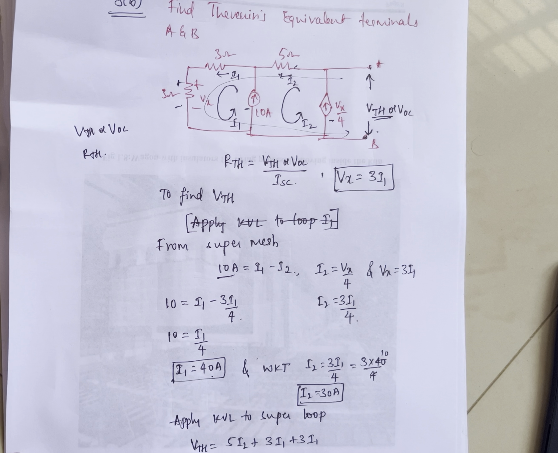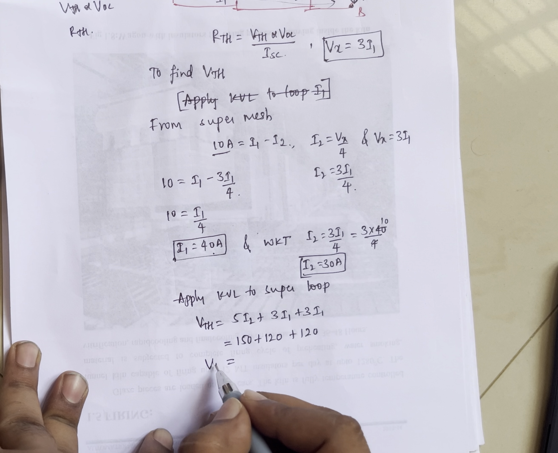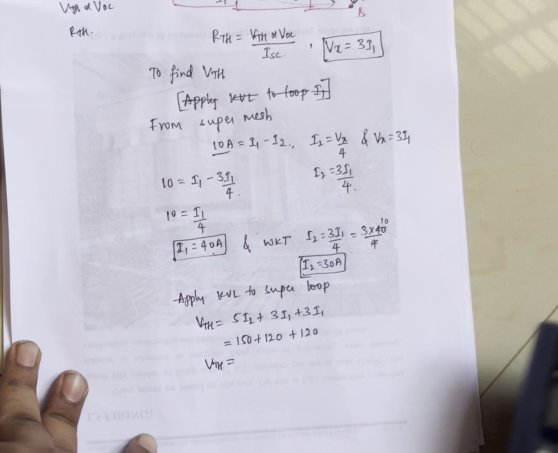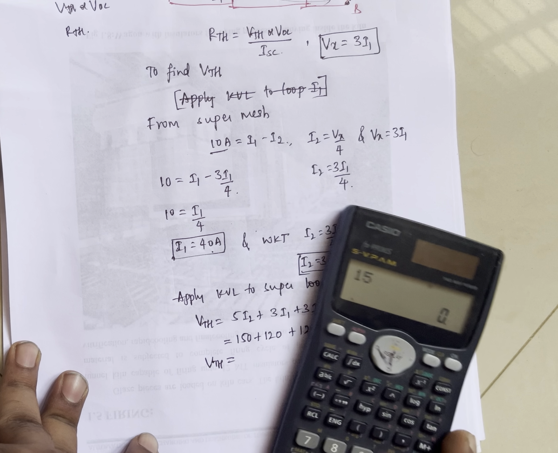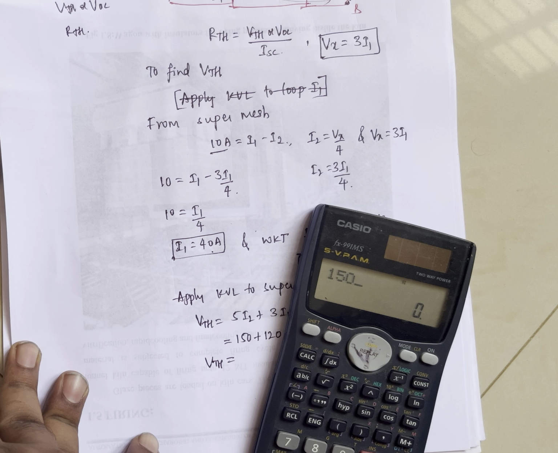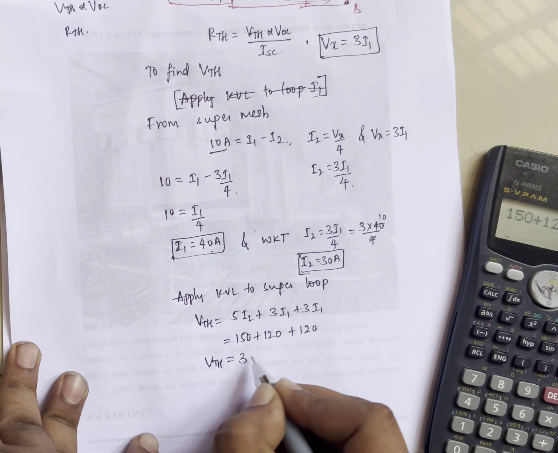Substitute the values. 5 into I2 is 5 into 30, which is 150, plus 3 into I1, 3 into 40, is 120, plus 120. So 150 plus 120 plus 120, you get 390 volts, that is VTH.